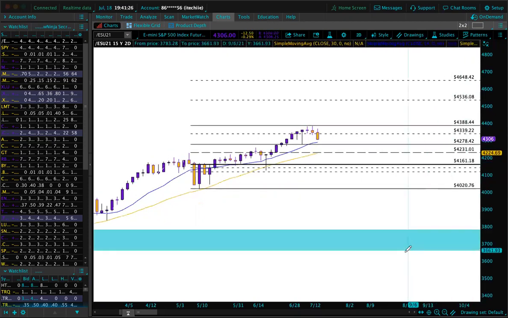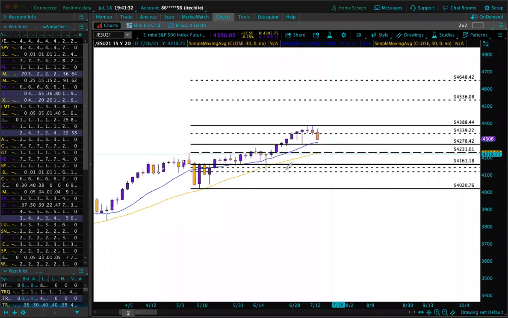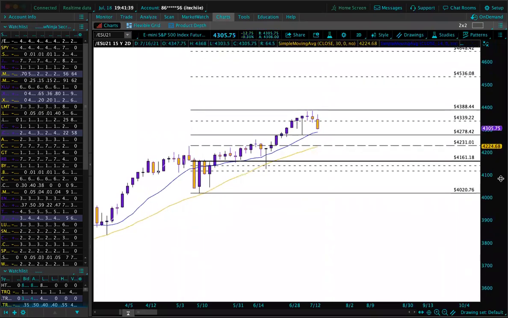Looking at ES here, I mean it's pretty simple. We rejected 43.88, and we're coming back down to the 14 SMA, which is this blue level here, as you can see, targeting 42.78. Below that, the target goes straight to the 30 SMA. The level there is 42.31. What it shows to the right is 42.24. So my target is always at the 30 SMA. We want to see how that acts, how that reacts.